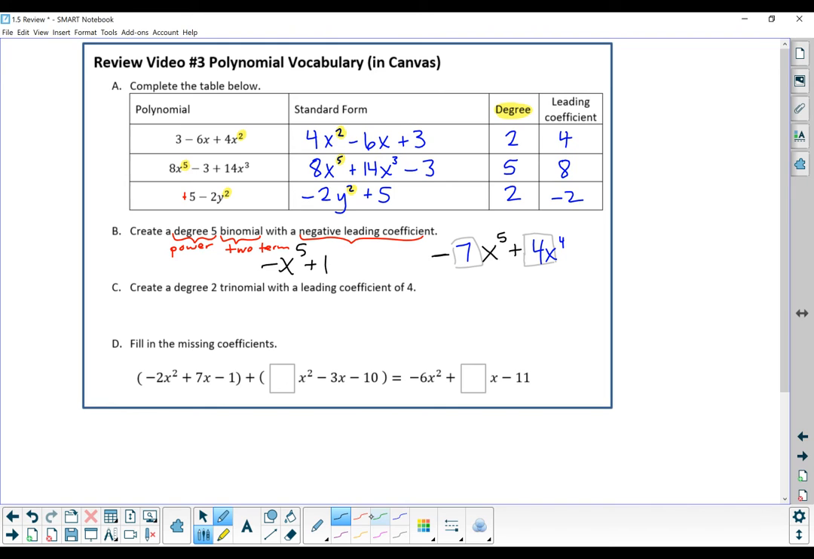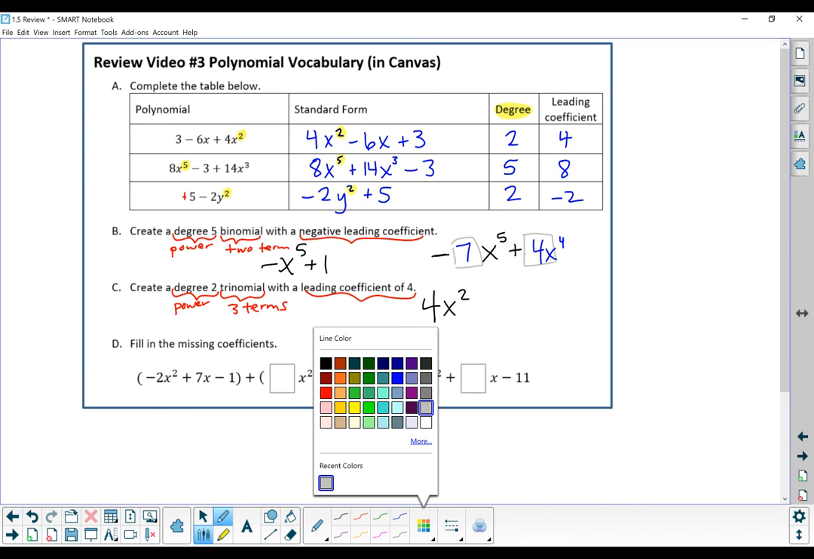All right, so the next one says a degree 2 trinomial with a leading coefficient of 4. So our power is going to be 2, our highest power. Trinomial means that we've got 3 terms. And it tells us that our leading coefficient has to be 4. So it's got to start with that 4. I'm going to use x. You can use a different letter if you want. 4x squared. So that's my leading term.